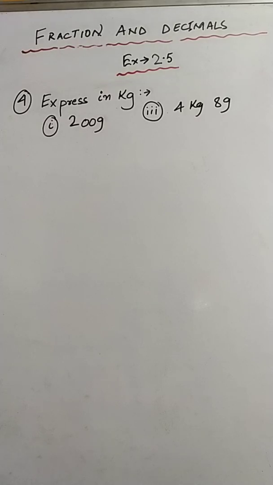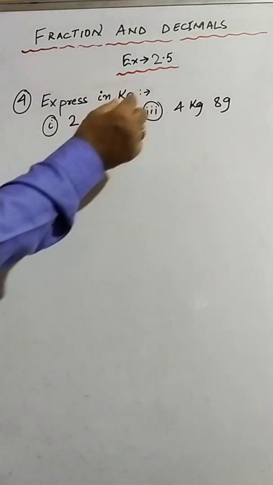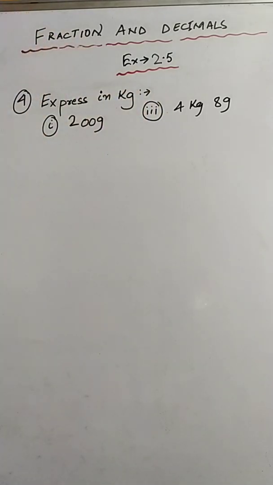Students, now in this session I will explain question number 4, 5, 6, 7 and 8 of exercise 2.5, chapter fractions and decimals. So in question number 4 there are altogether 3 questions. I will explain only sum number 1 and 3. Sum number 2 would be your homework.